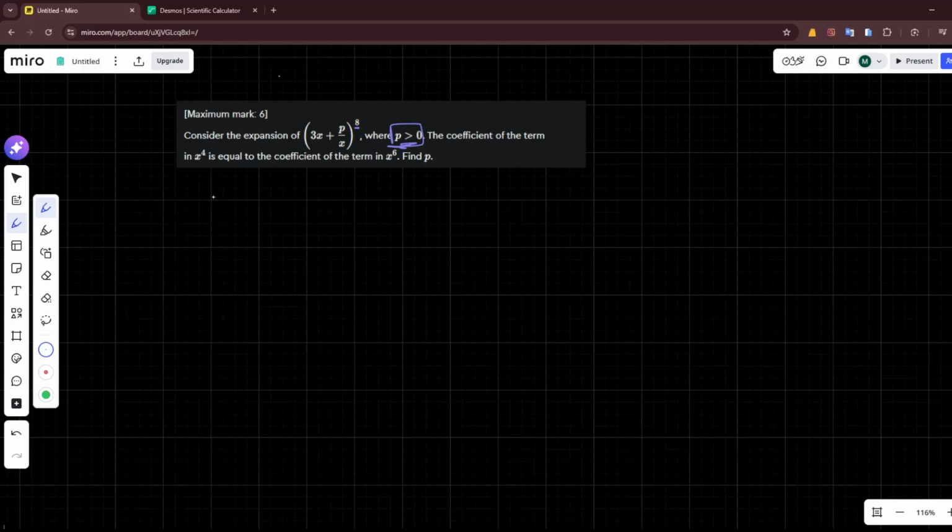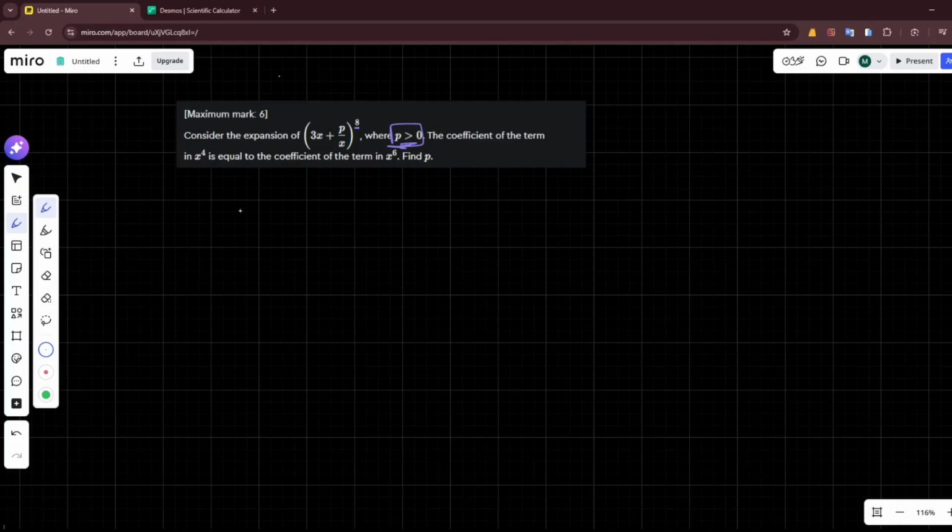So already you can tell this is setting up an equation that we're going to use later. Once we have the coefficients, probably in terms of p, we're going to be able to set them equal to each other and get a solution for p. But our first job is to figure out what those coefficients are going to be.